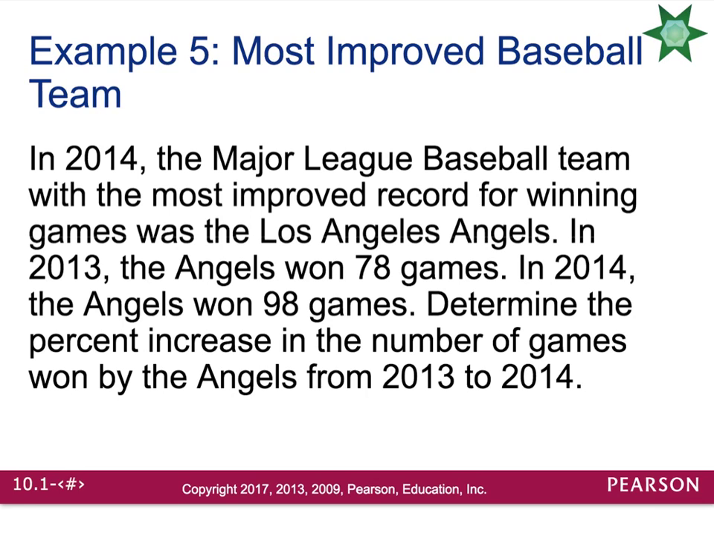In 2014, the Major League Baseball team with the most improved record for winning games was the LA Angels. In 2013, the Angels won 78 games. In 2014, the Angels won 98 games. Determine the percent increase in the number of games won by the Angels from 2013 to 2014.